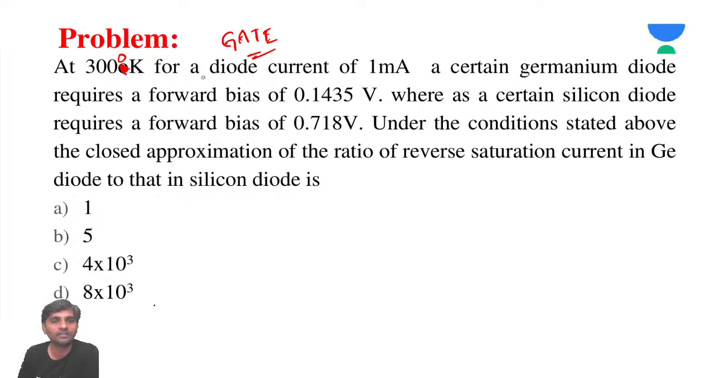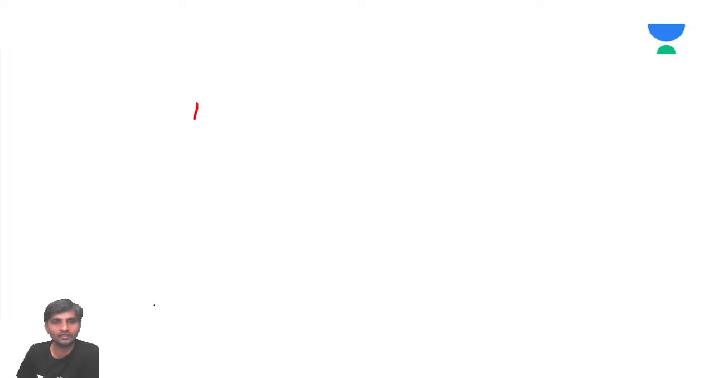At 300 degrees Kelvin, for a diode current of 1 milliamp, a certain germanium diode requires a forward bias of 0.something. This is the cut-in voltage. Whereas a certain silicon diode requires 0.718 volts under the conditions stated above. The closest approximation of the ratio of reverse saturation current in the germanium diode to that in the silicon diode is asked. He's just asking you to calculate the ratio of I naught GE by I naught SI.